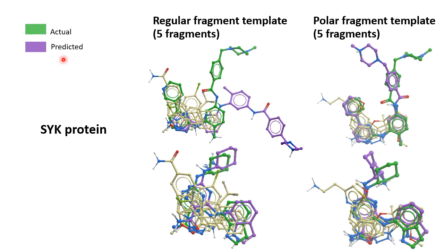For the SYK protein, the polar fragment template had the same number of fragments as the regular template, yielding predictions that are comparable and at times better than the regular fragment template. Overall, these results indicate that the polar fragment template potentially improves the prediction of ligand orientation. However, whether or not these results translate to better screening results is yet to be determined.